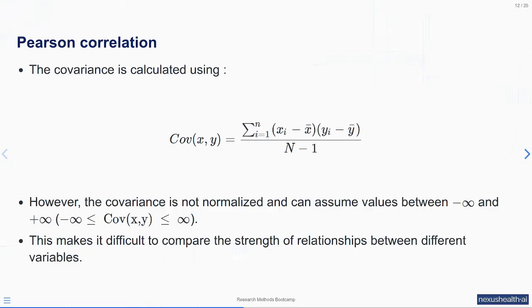As we can see, it is the sum of the product of the deviation from the means of the two variables, divided by n-1. Of course, we do not expect that you will memorize this formula, but it's just to give you an idea of how the covariance is calculated. The covariance is not normalized, and it can assume values between -infinity and +infinity. And so this makes it difficult to compare the strength of relationships between different variables.